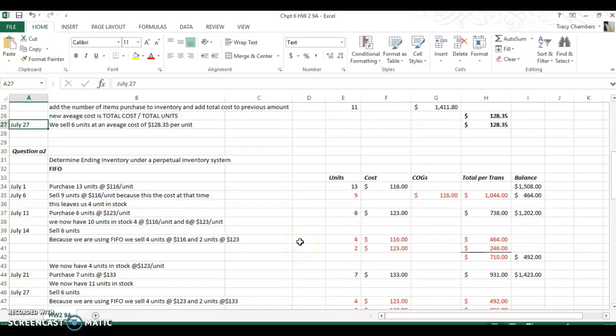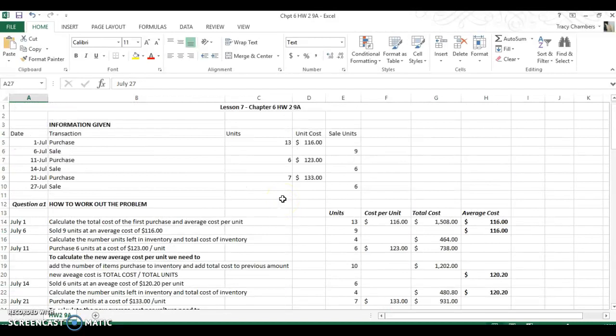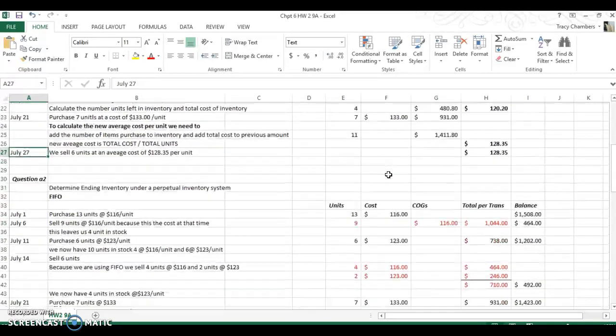So, determining ending inventory under a perpetual inventory system using FIFO, or first in, first out. This would be the calculation. This information comes from this very first set of information that we received at the beginning of the question, so we continue to refer back to that.